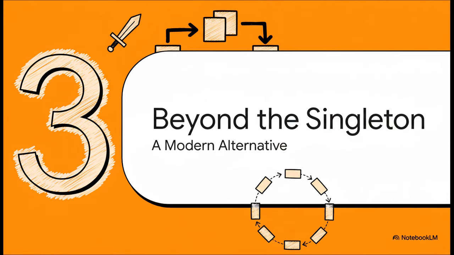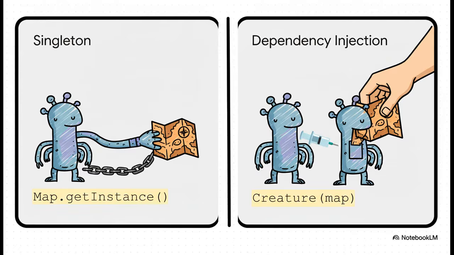So, if the singleton is so full of traps, what are we supposed to do? Is there a better way to get the benefit of a single, shared resource without all the problems? Absolutely. Let's talk about the modern path forward. And that better way is a technique called dependency injection. It sounds a little intimidating, but the idea is actually incredibly simple and elegant.